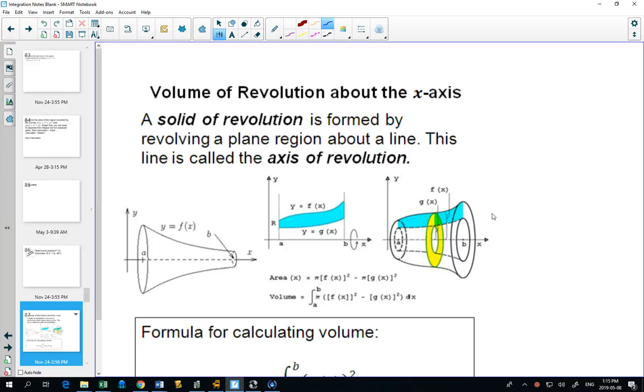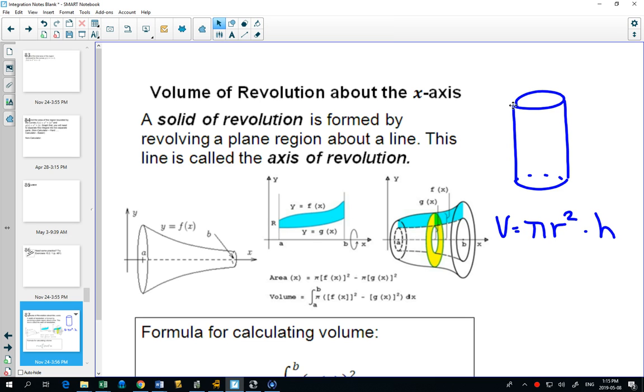Today's topic is the volume of revolution about the x-axis and a solid that's formed. But we're going to start off with an idea of just looking at a cylinder. Someone just told me that they remembered that the volume of a cylinder is pi r squared times h.